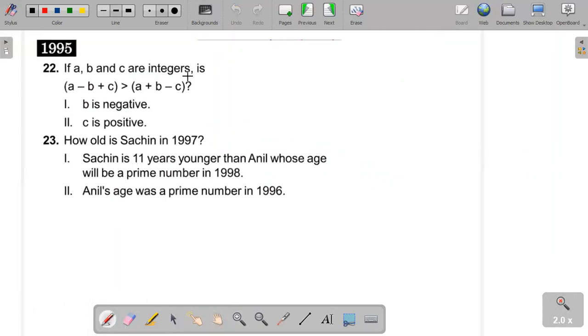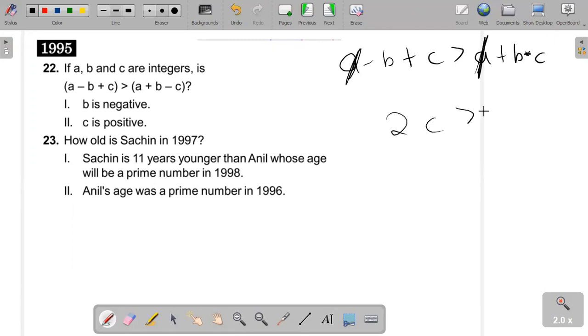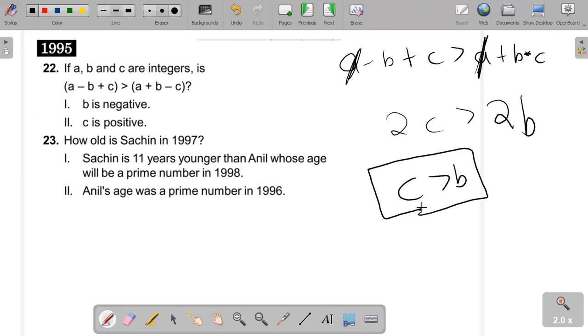If a, b, c are integers, then I would write a minus b plus c greater than a plus b minus c. No matter what a is, the signs are the same on both sides, so this will be cancelled by this. And the c sign is minus, so 2c is greater than 2b. If you divide both sides by 2, c is greater than b. So that is the final result we are getting. We can't say b is negative, we can't say c is positive, so no choice can be inferred.